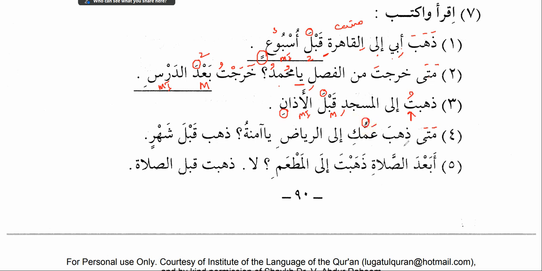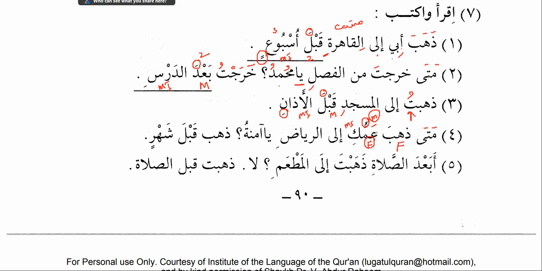Apply the formula for jumla: fil, fail, and mafool. Now, ammu is a noun and a damir is attached with the noun. So this damir is in the position of what? Mudaf ilayh. Ammu is playing the role of mudaf. So now here it has a double role. A role of a mudaf and a role of a fail.